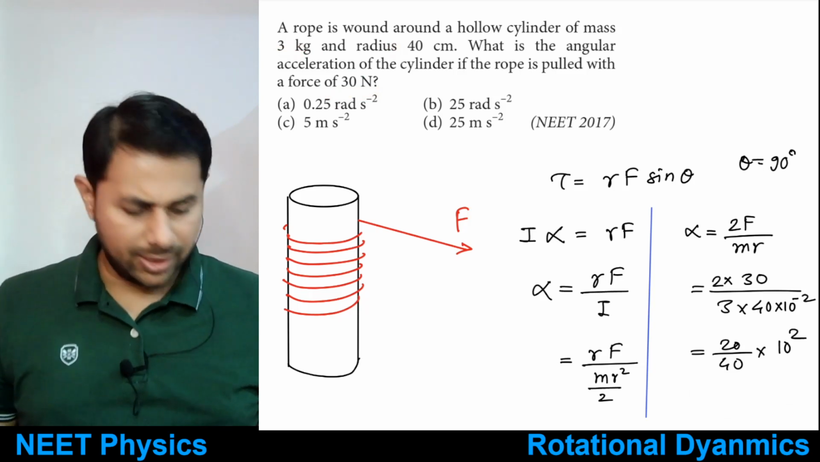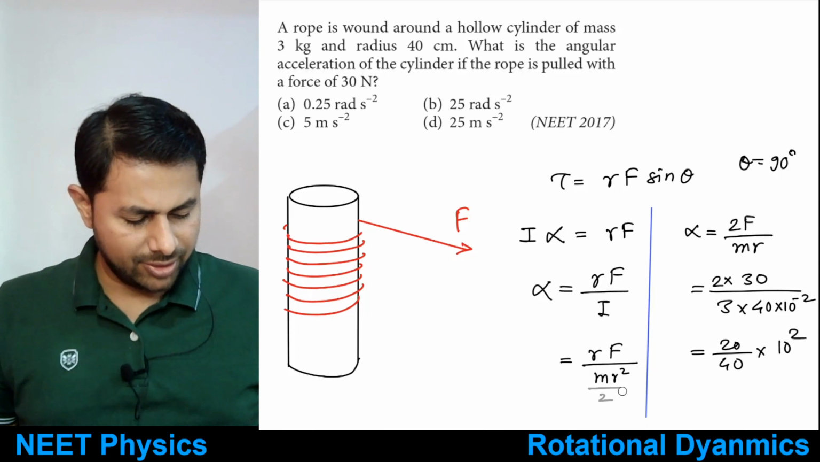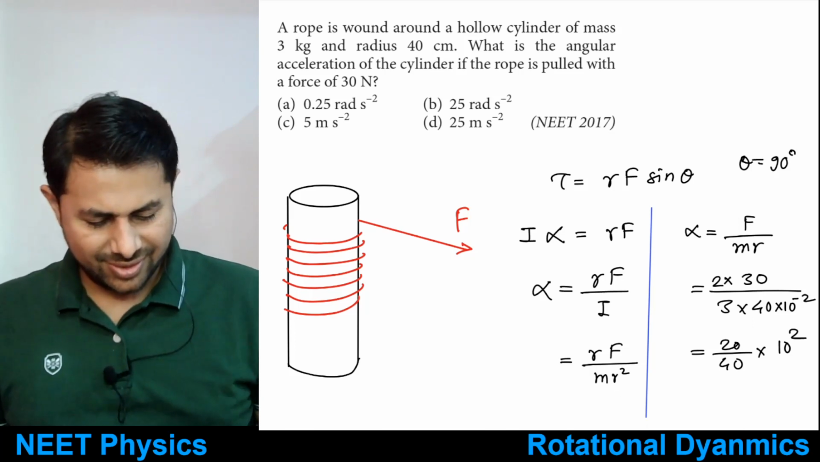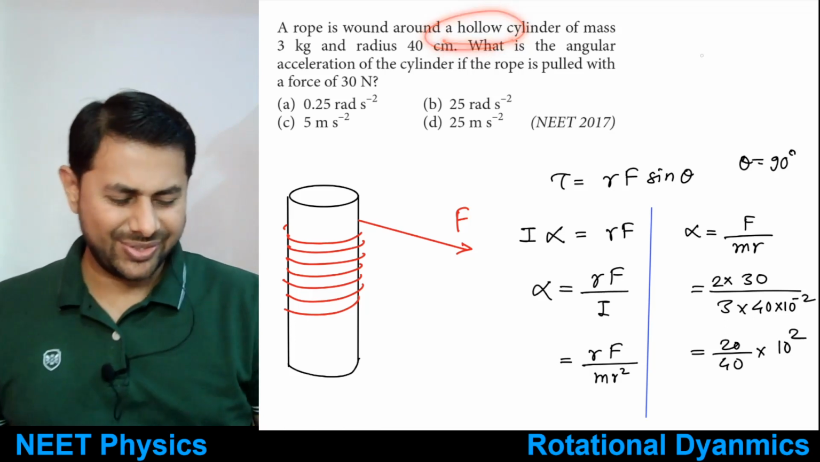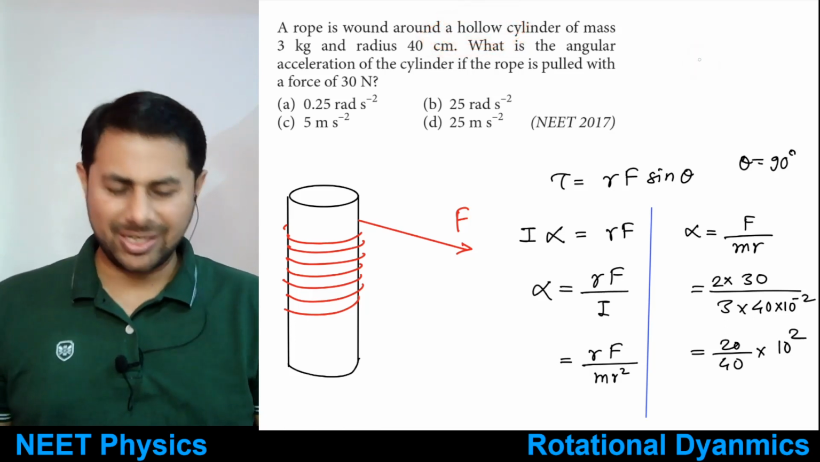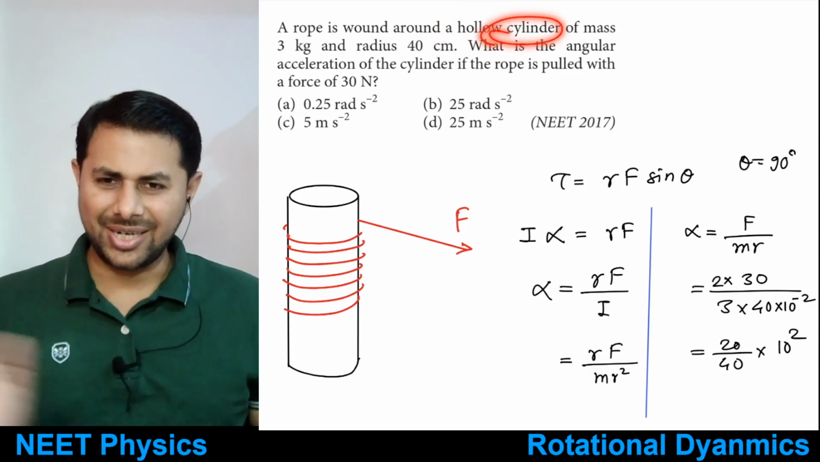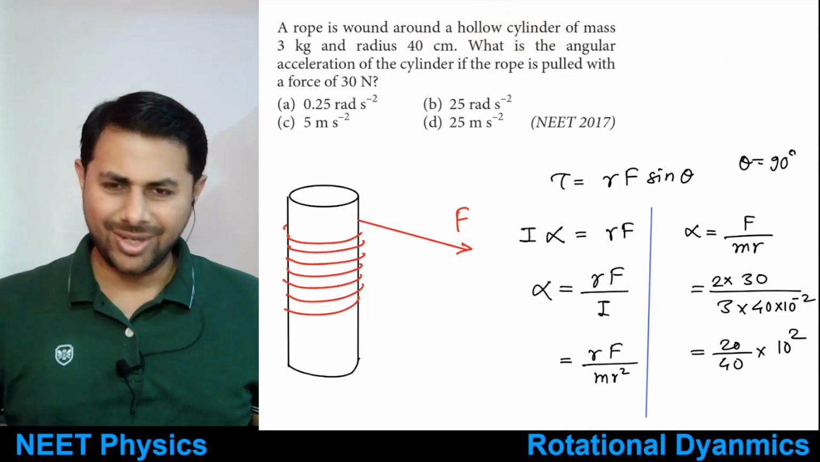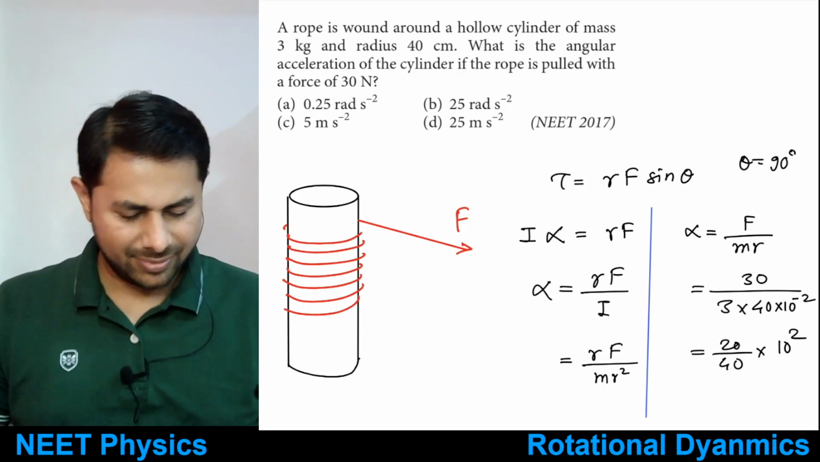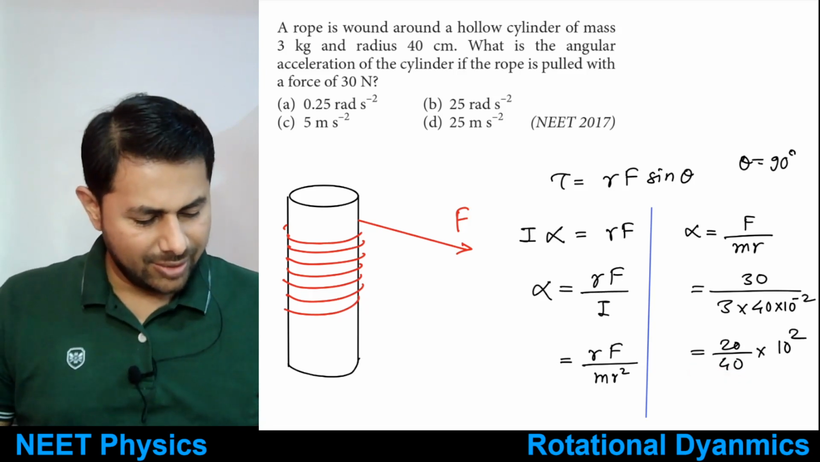Oh, it's a hollow cylinder. Nice. It is not a solid cylinder, it's a hollow cylinder. So for a hollow cylinder, the moment of inertia is m r square. I thought it's a cylinder, I took m r square by 2. Okay, it's a hollow cylinder, so note, there is no 2 here.